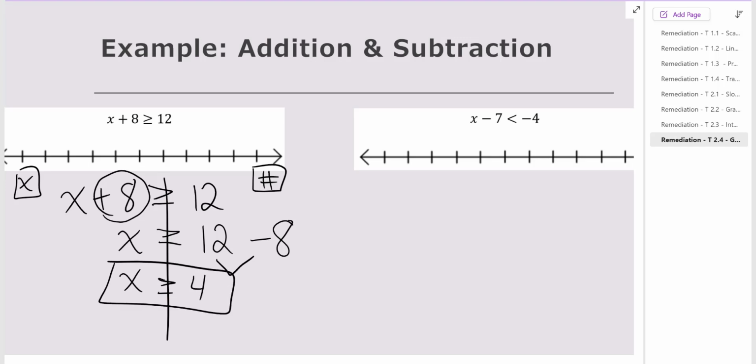And then you can graph this. Ahora tú puedes dibujar la gráfica. X es mayor que o igual a 4. So I could go 0, 1, 2, 3, 4, negative 1, negative 2. Okay, 4 is closed and to the right.